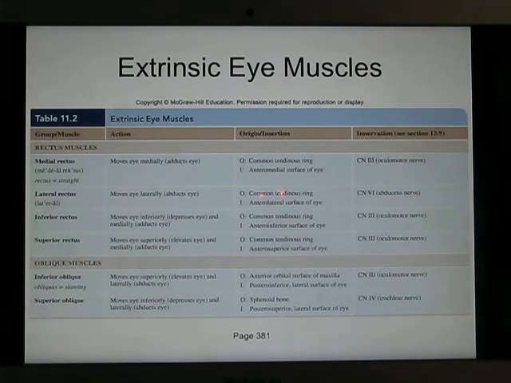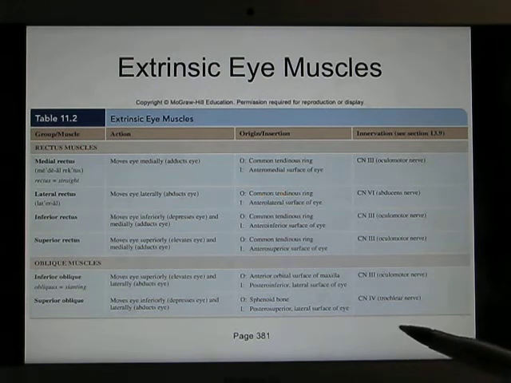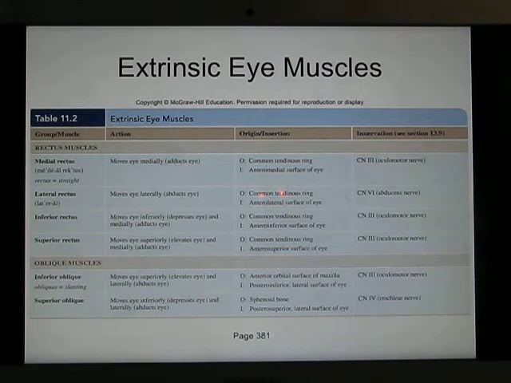So these are those 6 muscles. 4 of them are controlled by cranial nerve number 3, oculomotor. And you also have cranial nerve number 4, trochlear, and number 6, abducens, to control them.